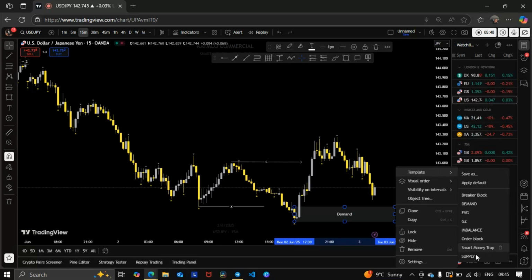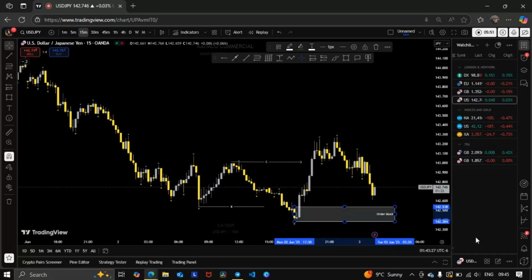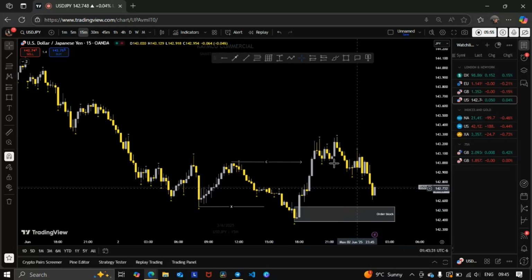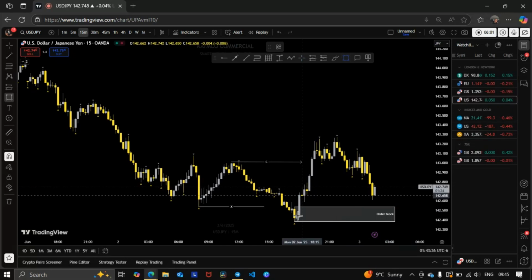So this is our extreme order block. Actually, this is my extreme order block. And then I'm having an imbalance here. This imbalance is supposed to be filled by price. I'm having an imbalance here.